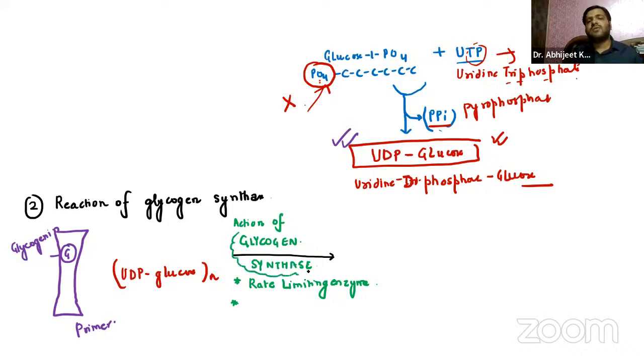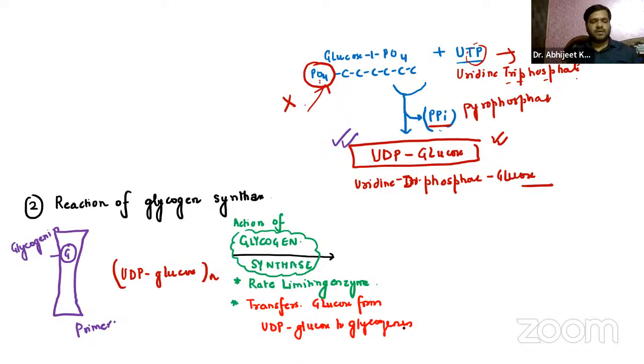This glycogen synthase, what is the function? Let me just write it for you. It transfers glucose from UDP glucose to glycogenin. Now we have UDP glucose. What will happen? Now this enzyme will act and it will transfer this glucose to this primer.